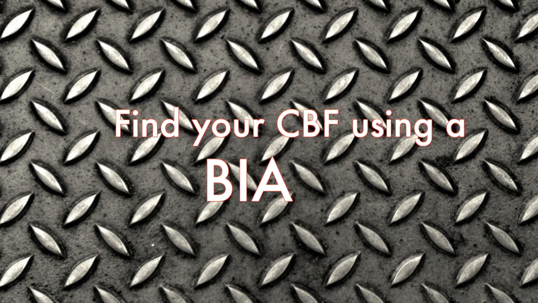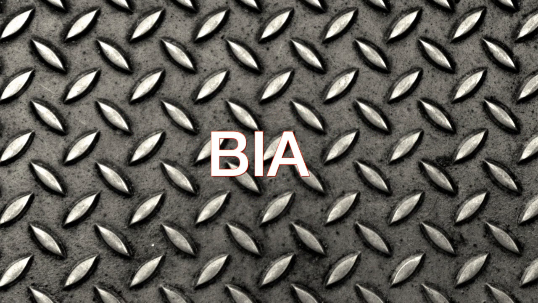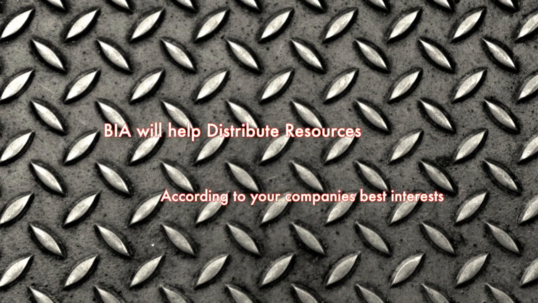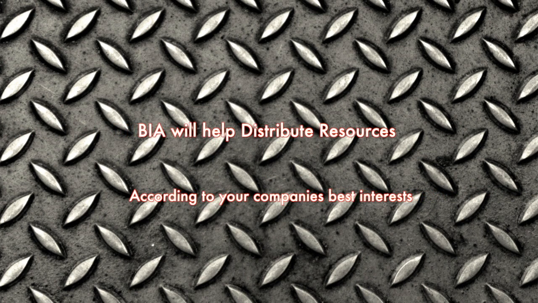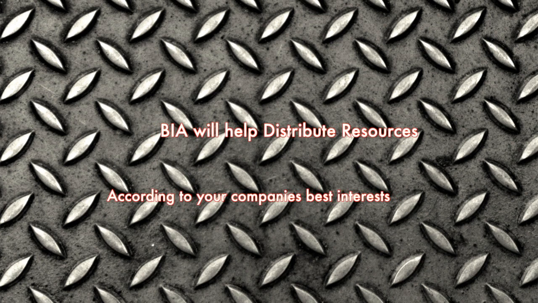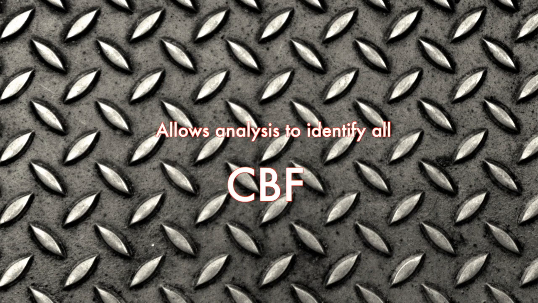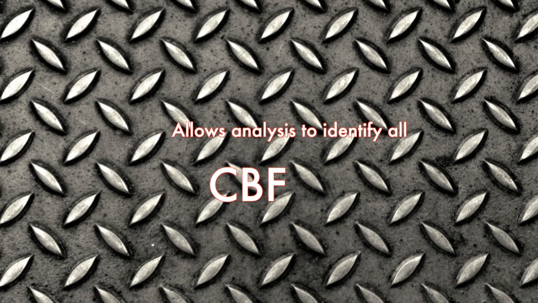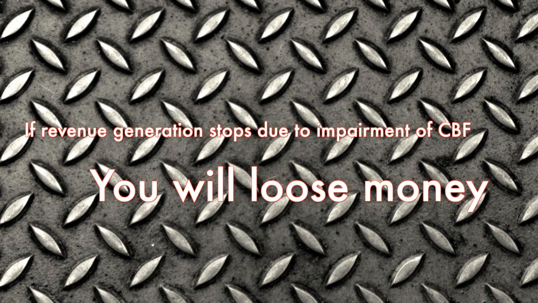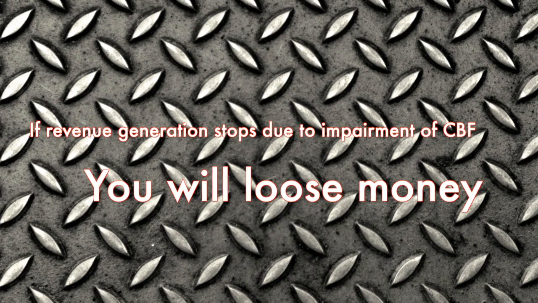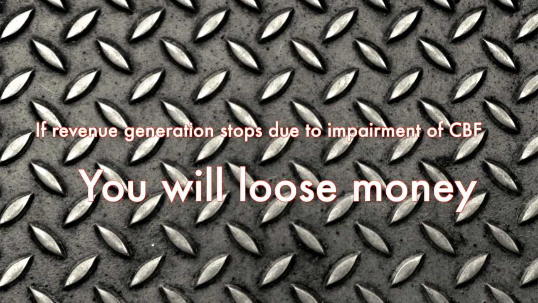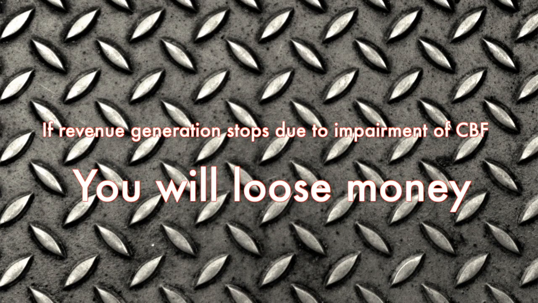A BIA will give you a comprehensive understanding of the various quantitative and qualitative impacts to your business and will help you focus on which critical functions and processes to look at and then distribute your resources according to your company's best interest. It also ensures that you will not omit considerations for some of the critical functions which are not immediately apparent. It is obvious that if the areas of your business which generate revenue are unable to function, then you will lose money. But the question is, by how much?